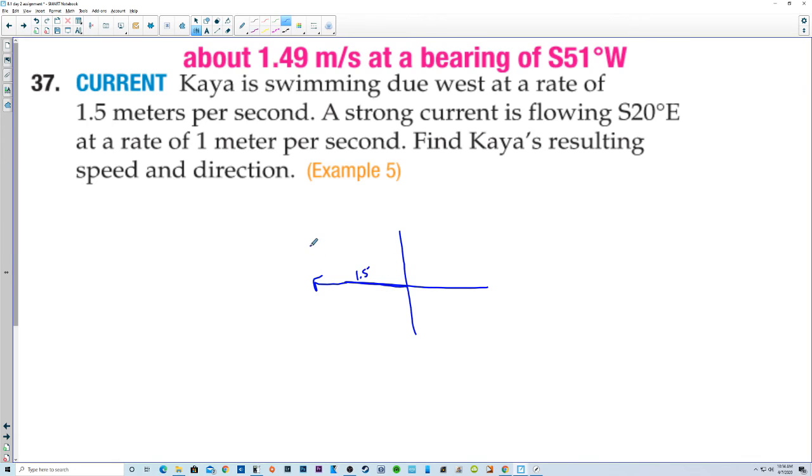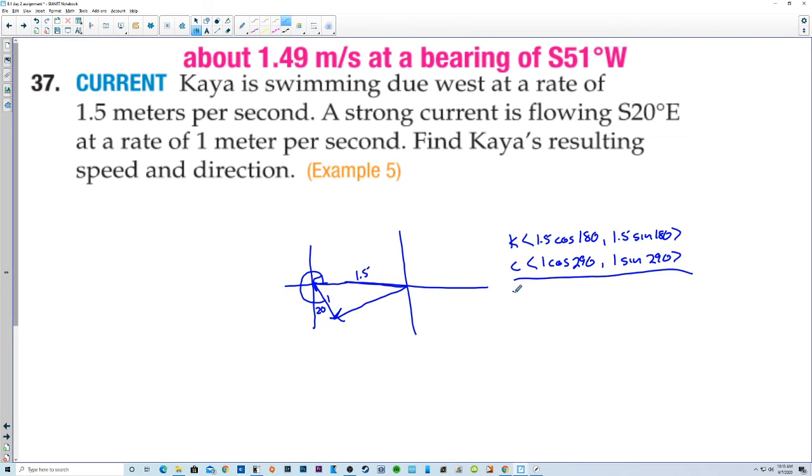A strong current is flowing 20 degrees east of south, 20 degrees on the east side of south. So this right here, this is the 20. And the magnitude is 1 meter per second. Find Kayla's resulting speed and direction. So like this right there. And so let's talk about Kayla. That's 1.5 cosine of 180 and 1.5 sine of 180. The current, let's say C for current, is 1 times cosine of, well, we need the unit circle measurement, so all the way around. That'd be 270 plus another 20 is 290. And then 1 times the sine of 290.